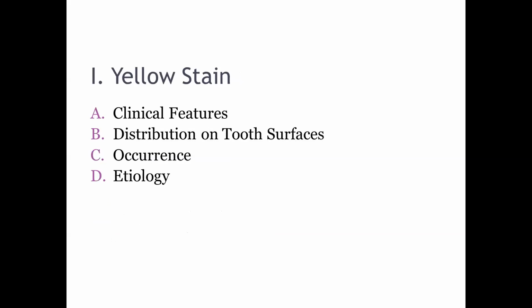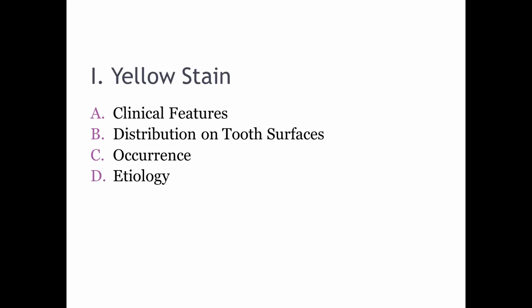So let's talk a little bit about yellow stain. The clinical features: it's a dull, yellowish discoloration of dental biofilm, and you have a picture of that in figure 22.1. The distribution on the tooth surface can be generalized or localized, and it is common in all ages. It's more evident when personal oral care procedures are neglected. That's when you're going to see it.